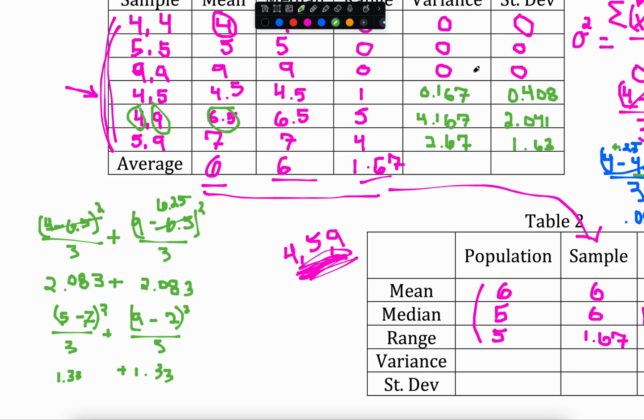Okay. All right, now when we go to do our totals or our averages, I'm adding all 6 of these numbers together and dividing by 6. So, I mean, really, you don't have to add the zeros in, but whatever. 0.167 plus 4.167 plus 2.67 divided by 6. So for variance, excuse me, I get 1.167.